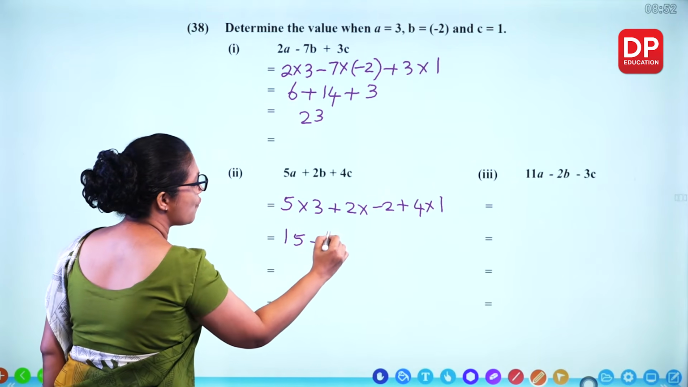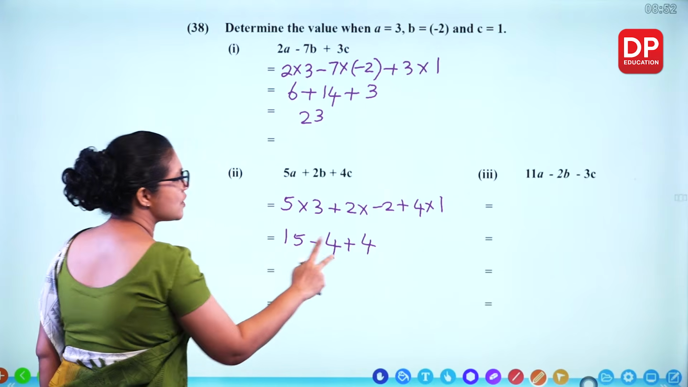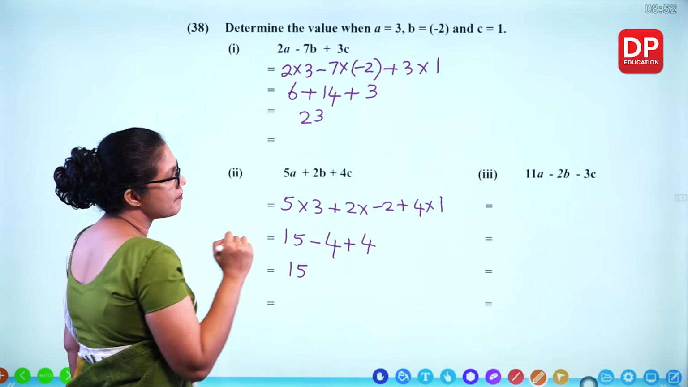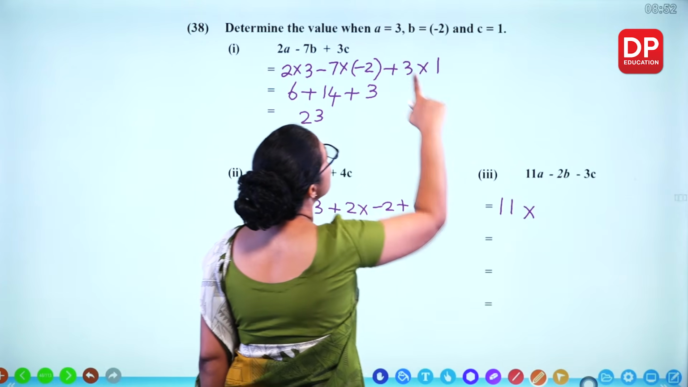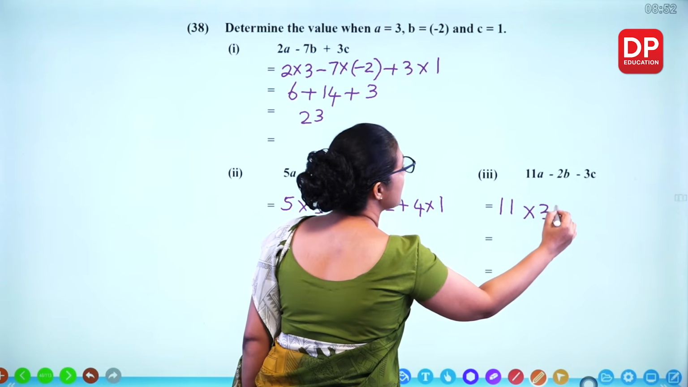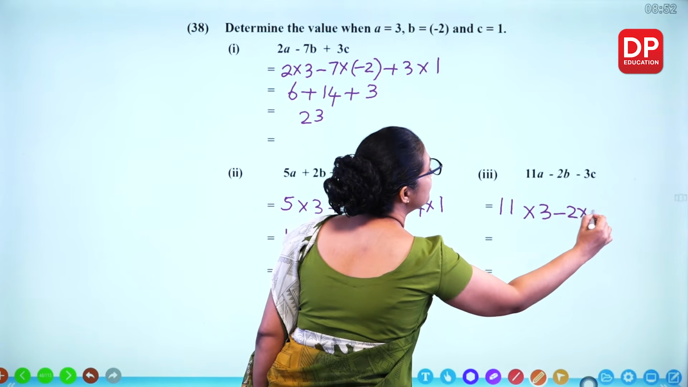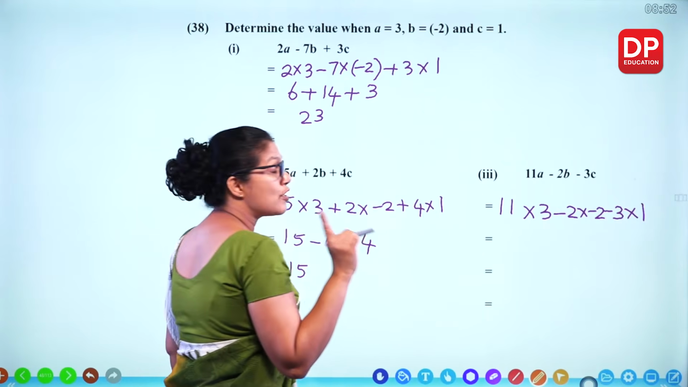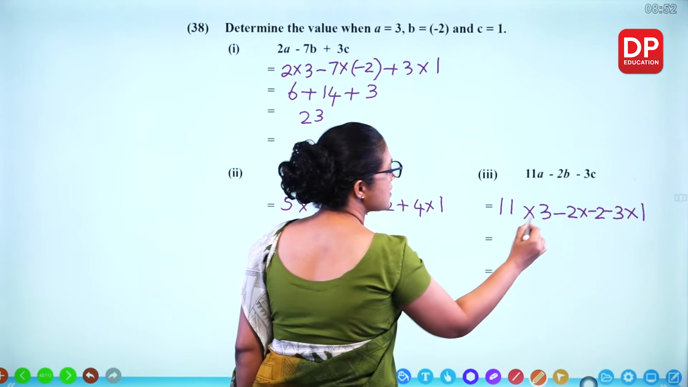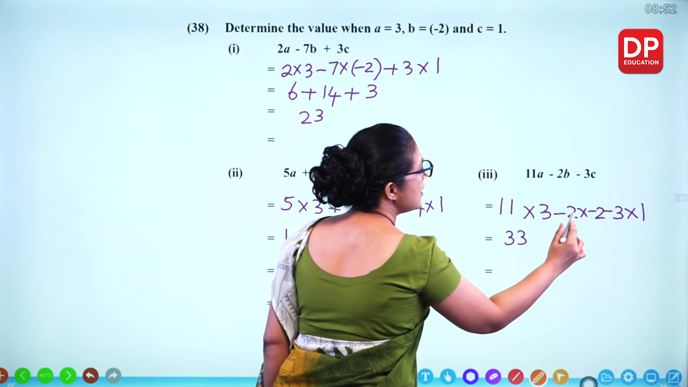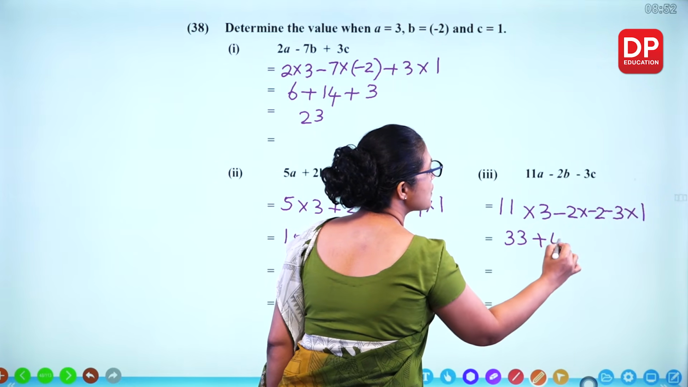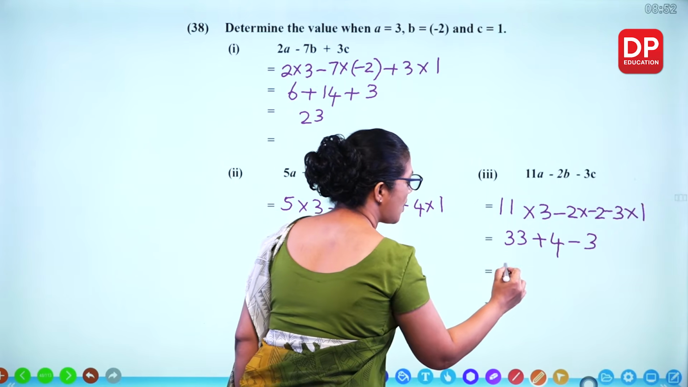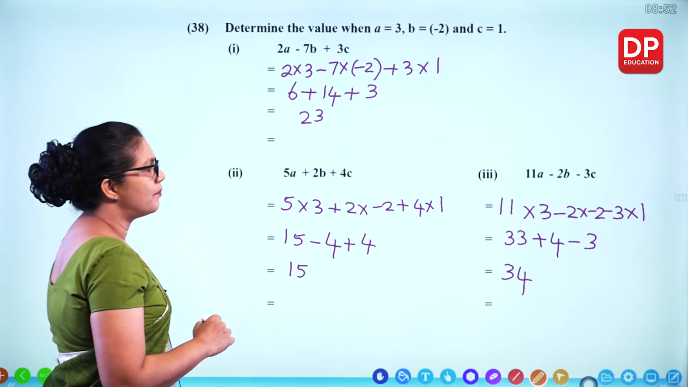15 minus 4 plus 4. Minus 4 plus 4 get cancelled out, you get 15. 11 times a equals 3, b equals minus 2 and c equals 1. According to BODMAS, do the multiplication first. 11 times 3 is 33. Minus 2 times minus 2 plus 4, and you get minus 3. 4 minus 3 is 1. 33 plus 1 is 34.